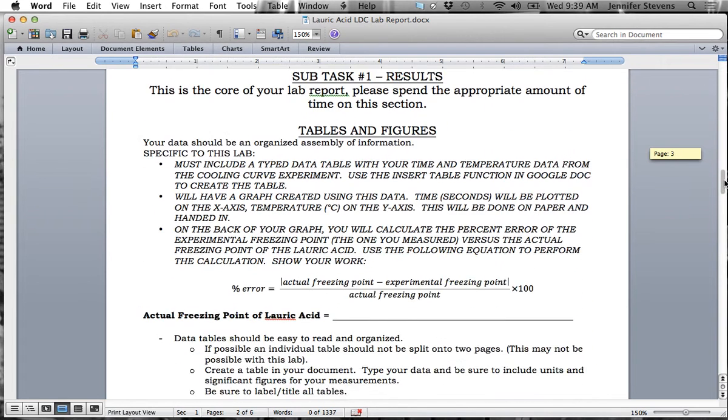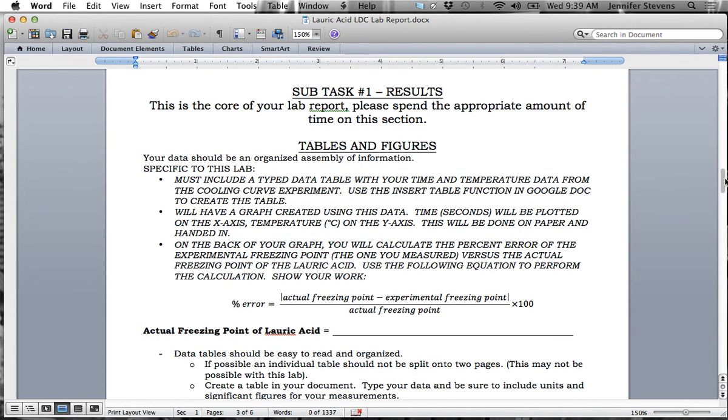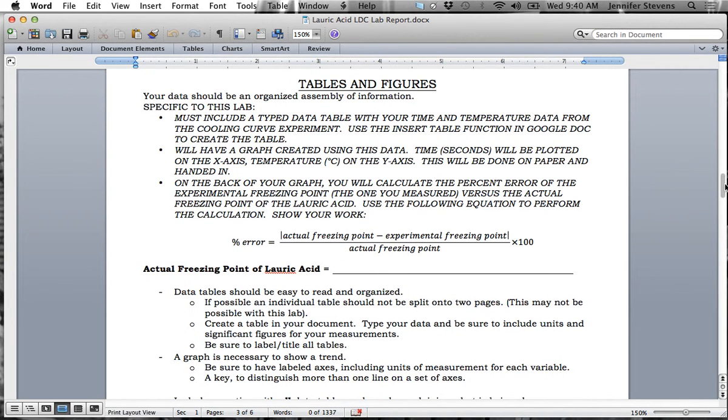All right, and once you're through that, then we can move on to your subtask number 1, your results. And like it says here, this is the core of your lab report. This is where you should be spending your time and making sure that you are working through these different points appropriately. This is where we include our tables and figures. And notice that I have this information section here specific to this lab. This tells you exactly what I am looking for from the lauric acid lab. So for the lauric acid lab, you have to have a typed data table.